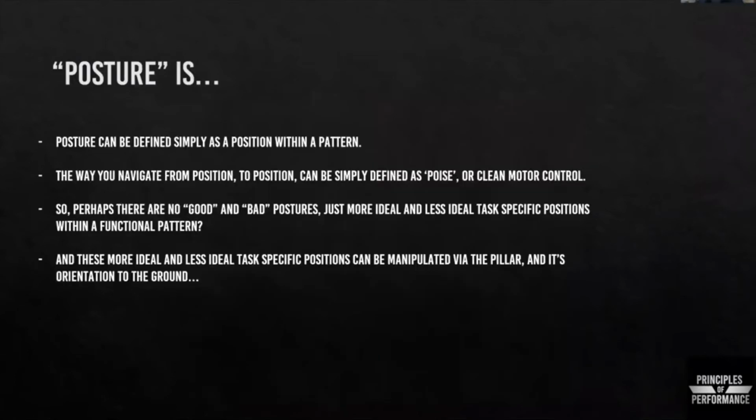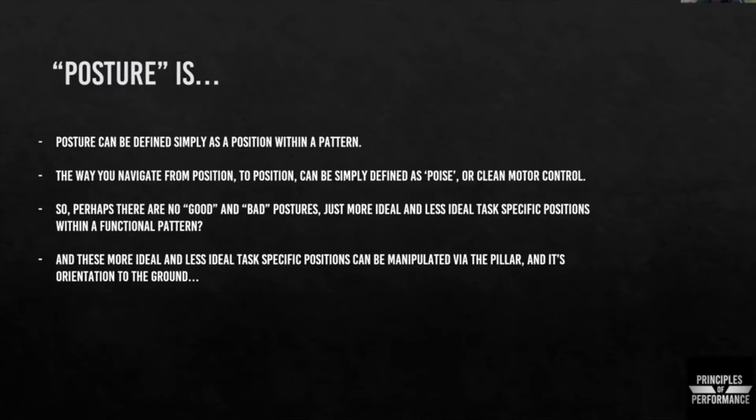We go on to posture. So we're looking at the way that we define posture in terms of this mentorship, is that it's defined simply as a position within a pattern. So the way that we navigate from position to position, we can define that simply as poise. So a movement pattern, depending on how clean it is, we can determine as either poiseful or less poiseful. But position is just simply a posture that's a snapshot in time of that pattern.